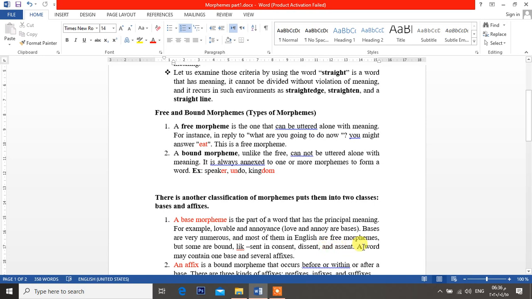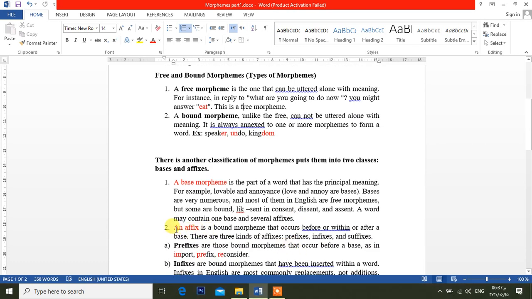A word may contain one base and several affixes. Sometimes you will find a word that has one base and several affixes. This is a base morpheme.